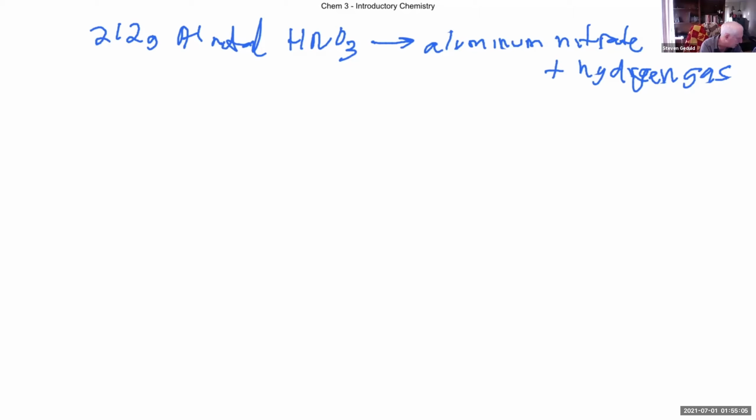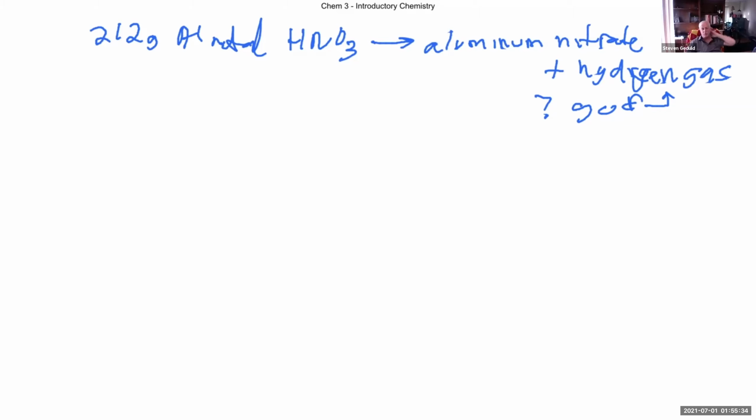And we want to know how much, let's see, how many grams of hydrogen gas? Okay, so that's the English part. It says we're going to react 212 grams of aluminum metal with nitric acid, which is HNO3, and we're going to produce aluminum nitrate and hydrogen gas. And we don't know how much hydrogen gas is going to be produced.